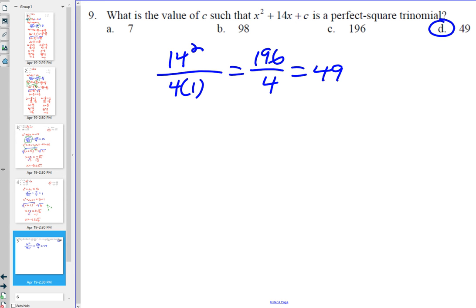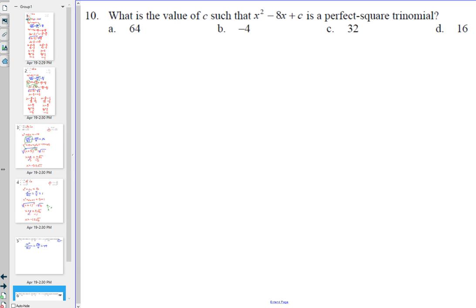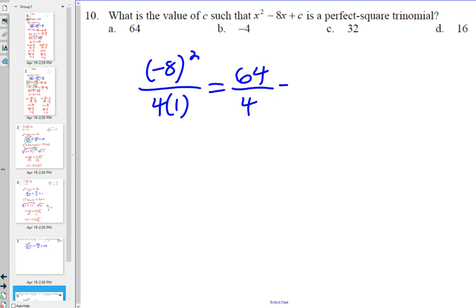Even though I'm not telling you to complete the square as a means for solving, you will see these problems that just ask you to complete the square. I would hope those are easy ones. Again, here they're only asking you to complete the square. This is just, by more than half the people, you would just put negative 8 squared over 4 times 1, which is 64 over 4, which is 16. Also D.